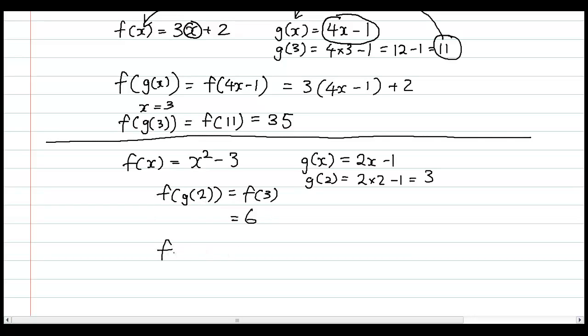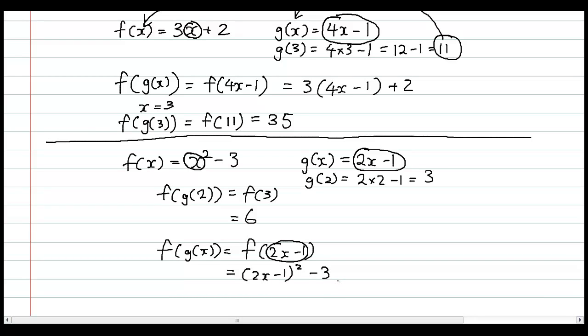Now let's try f of g of x. What we do first is substitute the expression for g of x, which is 2x minus 1, as the input for f of x. So this becomes f of 2x minus 1, which we will then have to substitute into the equation for f of x. So wherever x occurs, we rewrite it as 2x minus 1. So this becomes 2x minus 1 squared minus 3.